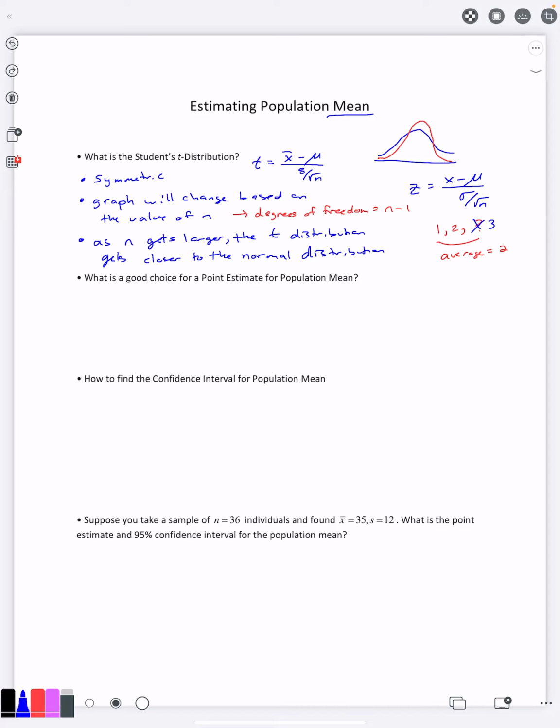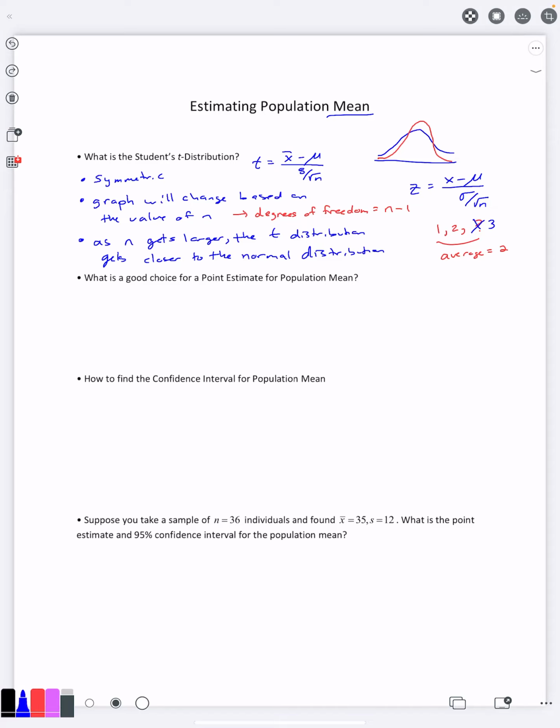So now that we have this idea of the t-distribution, this is the thing that we are going to use to help us build the confidence intervals. Now, let's talk about the point estimate before we do that, because we always have to start with the point estimate and then have our margin of error.